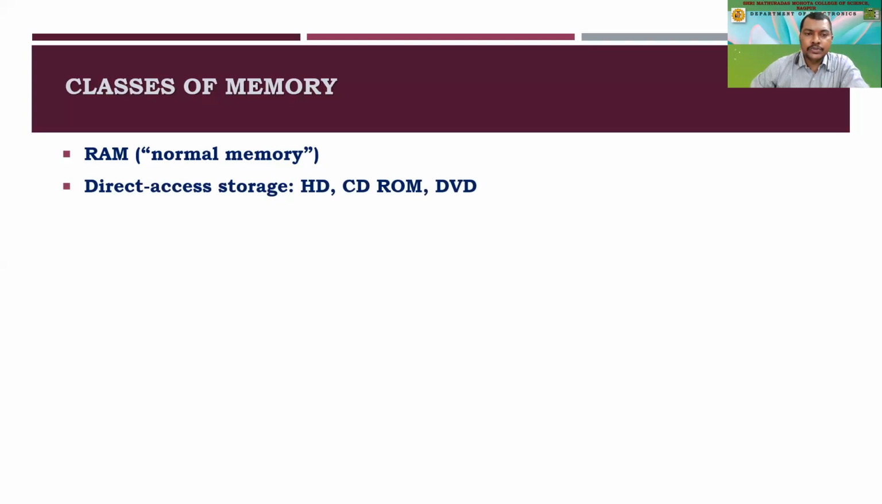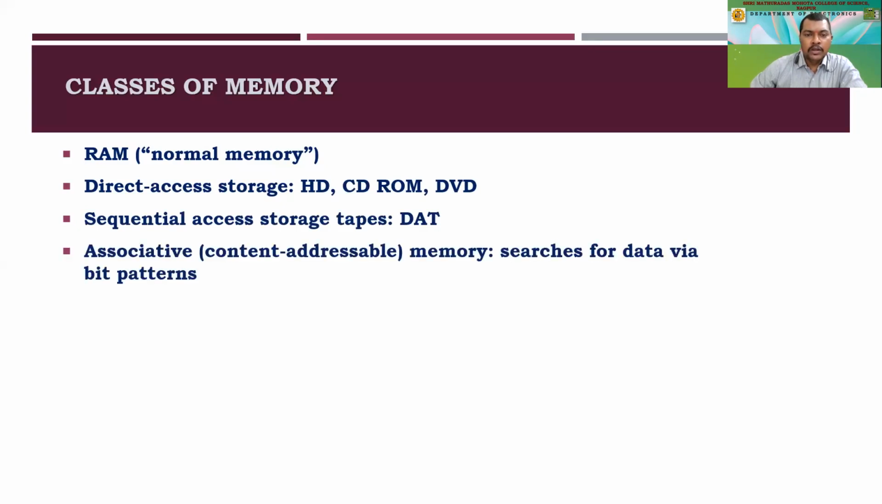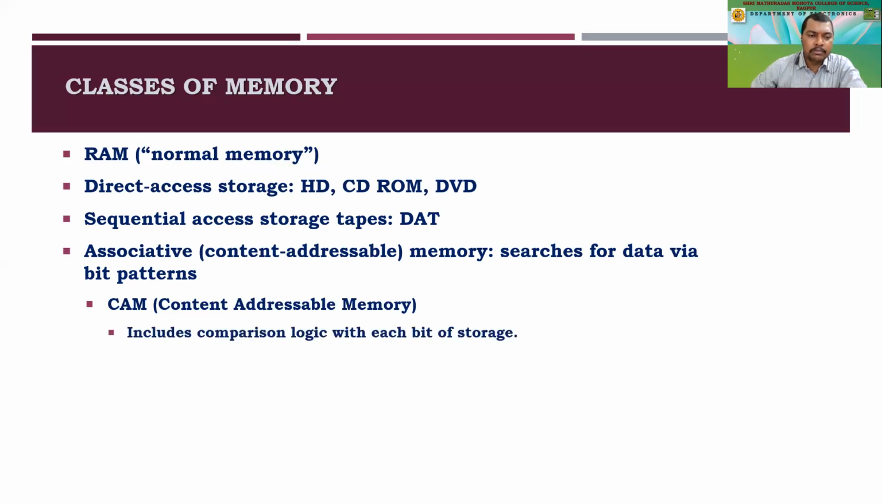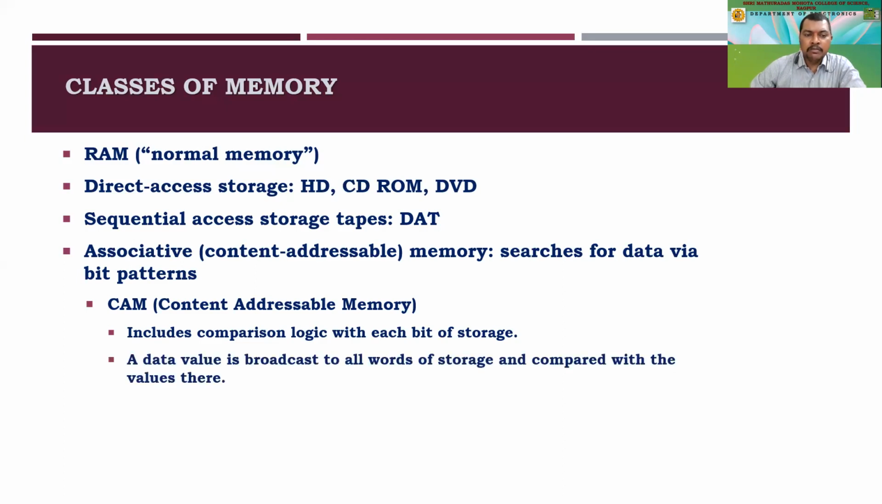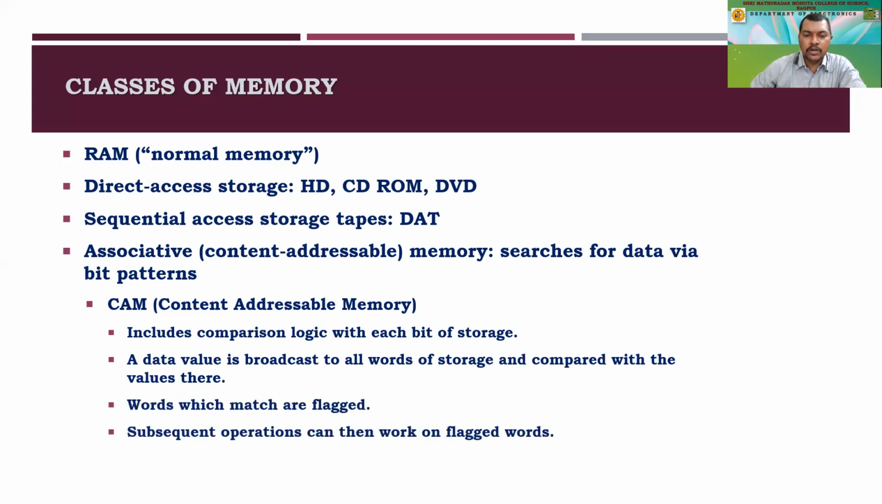Then we have direct access storage, that is hard disk, CD-ROM, DVD. Then sequential access storage type, that is DAT. Then associative addressable memory, which searches for data via bit patterns, CAM, that is content addressable memory. We don't have this in our syllabus. This includes comparison logic with each bit of storage. A data value is broadcast to all words of storage and compared with the values there. Words which match are flagged, and subsequent operations can then work on flagged words. These are used in computing dictionaries.